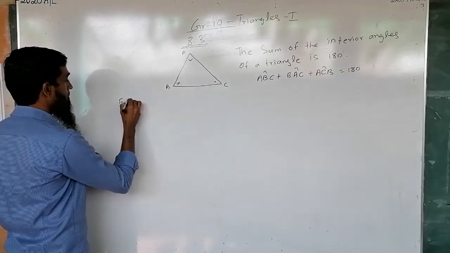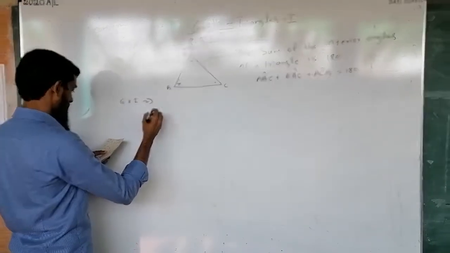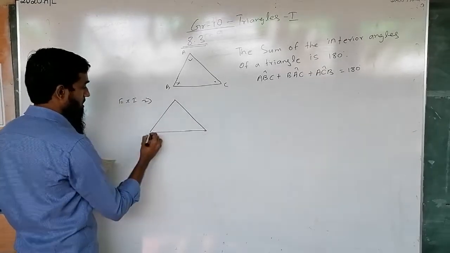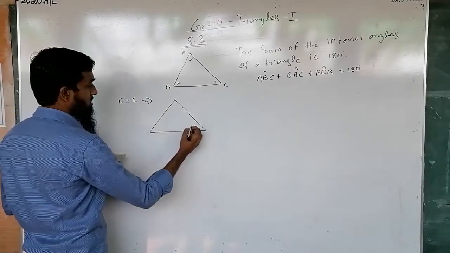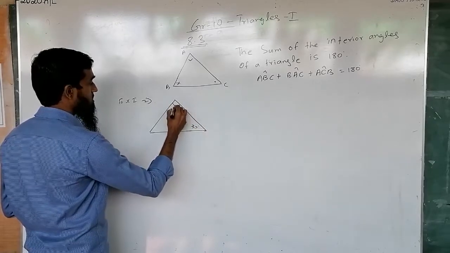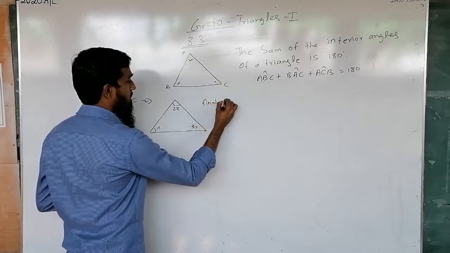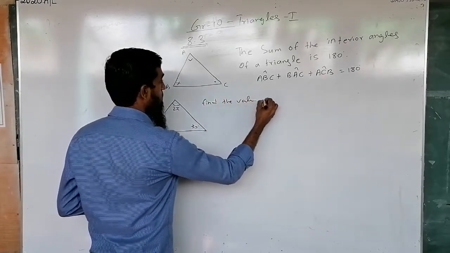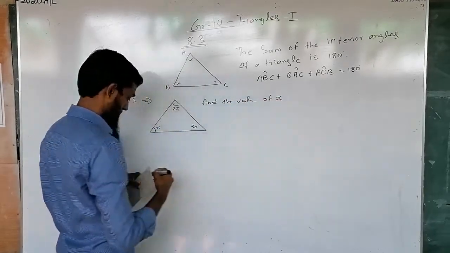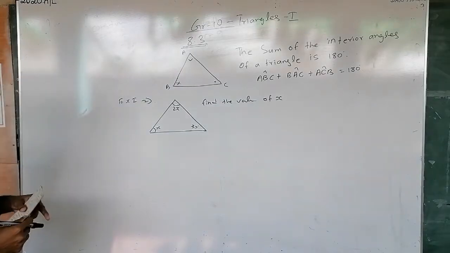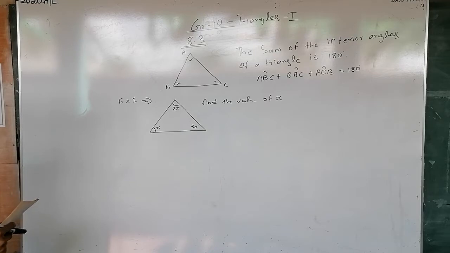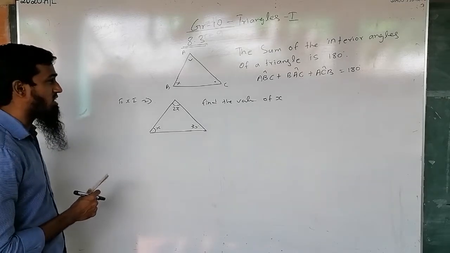So the first example, we have a figure. It's a triangle. The angles are given. Find the value of x. So the triangle is given, the three angles are given. One of the angles is given as x, one of the angles is given as 30. So we should find the x.